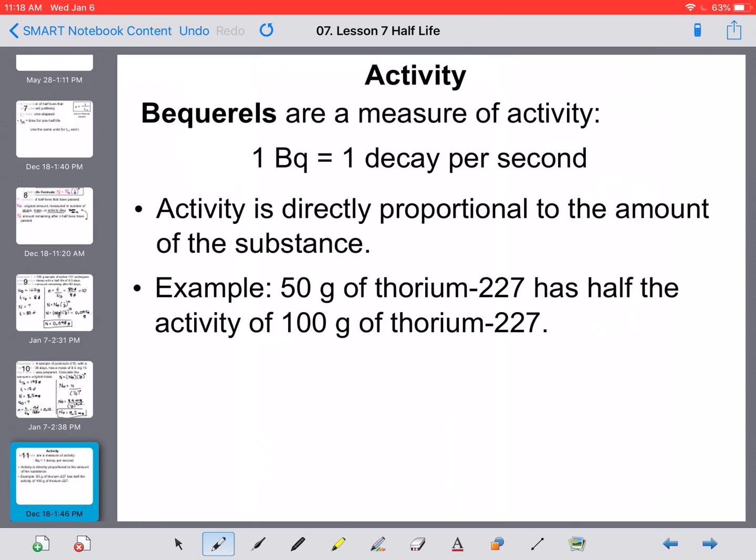Now, activity is directly proportional to the amount of the substance. So imagine we have thorium-227. If we have 50 grams of thorium-227, that will have half the activity of 100 grams of thorium-227. So the idea is if you have half the amount, then you will also have half the activity.